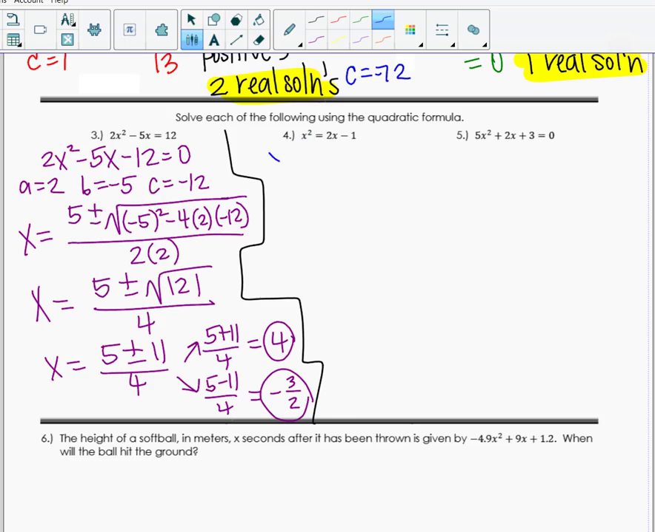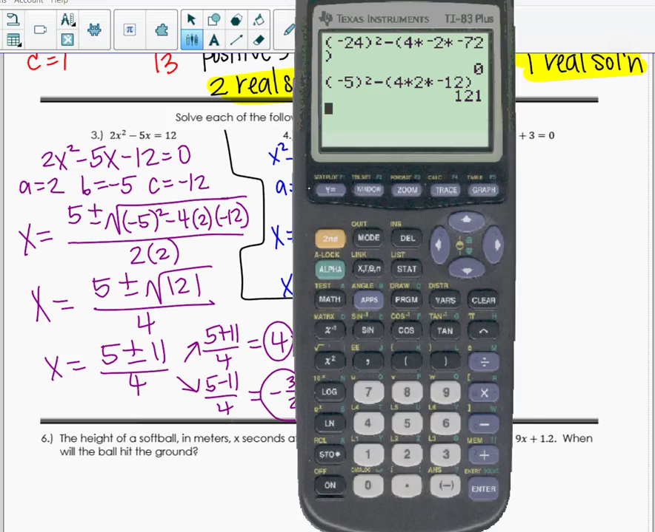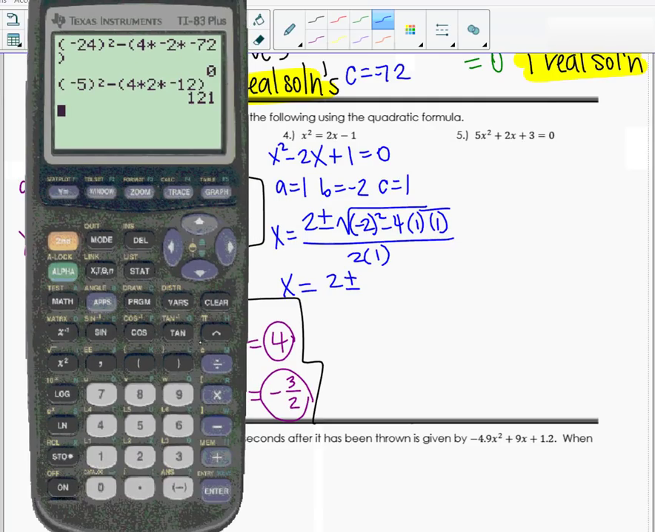Okay, got to get it in standard form. So x squared, I'm going to bring the 2x over and the 1 over. Okay? So my a value is 1, my b value is negative 2, my c value is 1. I have x equals the opposite of b, so positive b in this case, positive 2, excuse me, plus or minus the square root of b squared minus 4 times a times c, all over 2 times 1. So we have x equals 2 plus or minus.